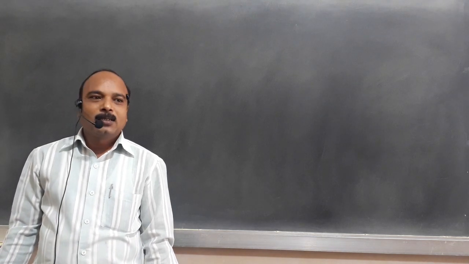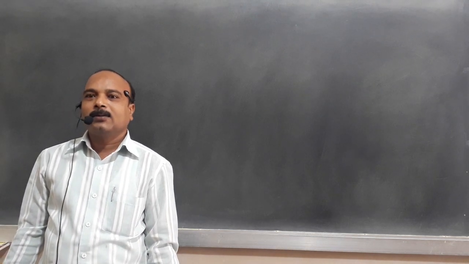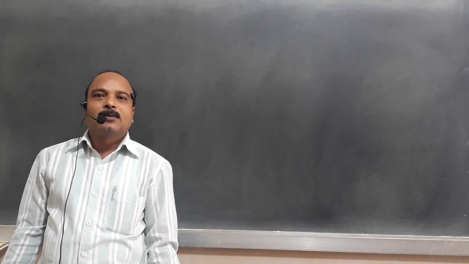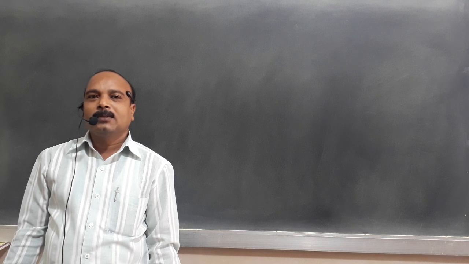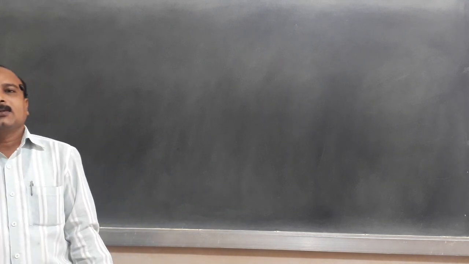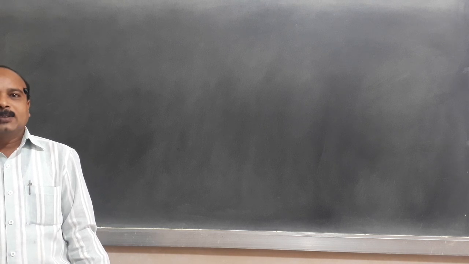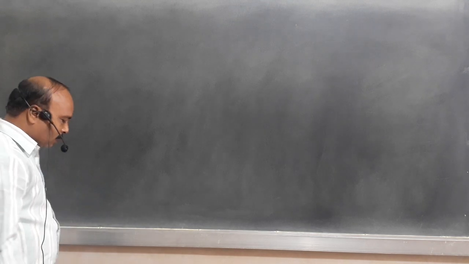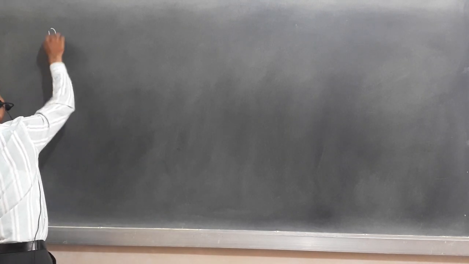In that we will discuss two important things today. The first one is the area of the triangle by using the determinant method, and the second one is the equation of the straight line joining the 2 points by using the determinant. These two we discuss today. First one we go for area of a triangle.